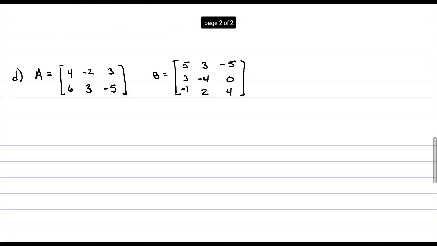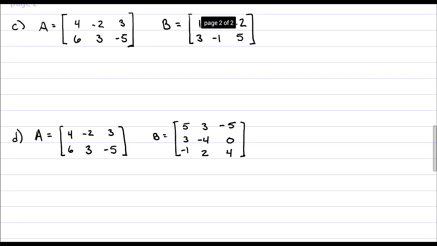Okay, part C and D. Okay, in part C, I have two non-square matrices that I am adding together, but that's okay as long as the matrices are the same size. A plus B is equal to, going across the first row, I have 4 plus 1, which gives me 5, minus 2 plus 4, 2, 3 minus 2, which is 1, 6 plus 3, 9, 3 minus 1, and minus 5 plus 5. Okay, so this is the result of A plus B.